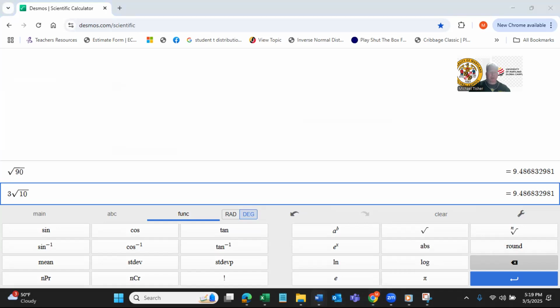All right. Okay, so that's how to simplify a radical using the product property.